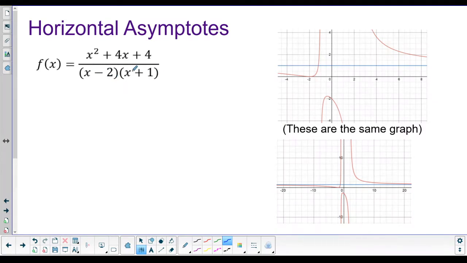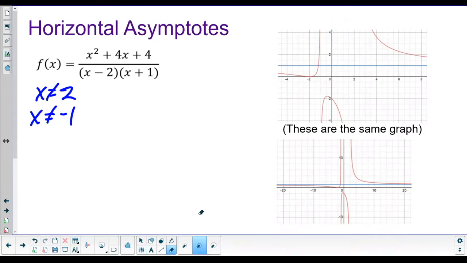If I set these equal to 0, I'm going to get x does not equal 2, and x does not equal -1. If we look at this graph, these are the same graph. This one's just zoomed in, and this one's zoomed out. You see how this one only goes to 4, and this one goes to way more than 10? Same graph, just zoomed out. Okay. So if we look at x equals 2 and x equals -1, x equals 2 is right here, and x equals -1 is right there.